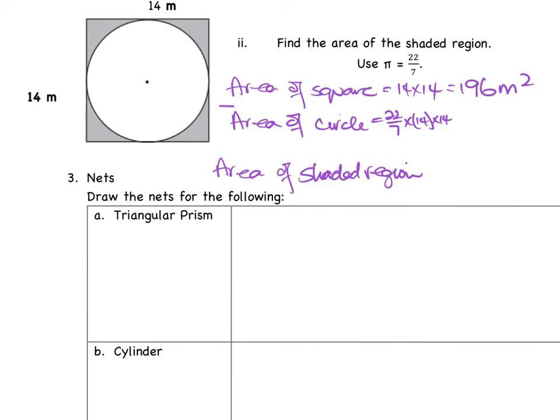Sorry, there's a mistake there. 14 was the diameter. The radius would be 7, half of the 14. So pi multiplied by radius multiplied by radius. Always be careful whether you're working with radius or diameter. Always look out for that to know whether you're picking up the radius or you need to pick up the diameter. And that gives us 154 meters squared. So therefore the shaded region will be the 196 minus the 154, which will give us 42 meters squared.